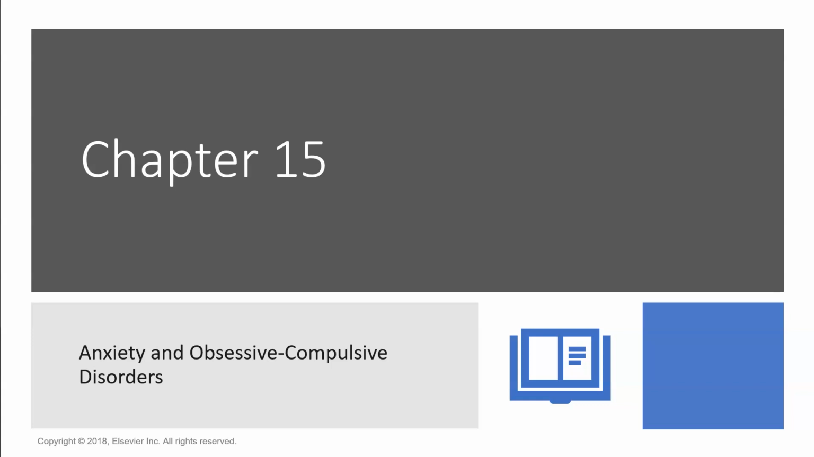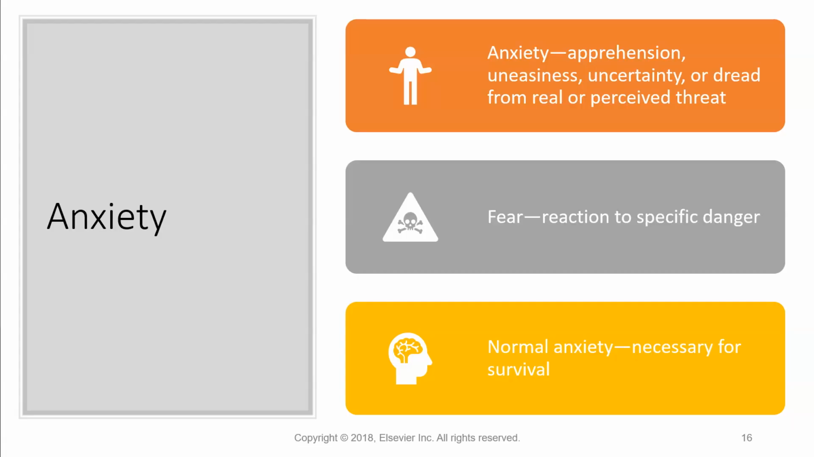So, chapter 15, we go into our anxiety and our obsessive compulsive disorders. So, what is anxiety? It's an apprehension, right? That uneasiness. Something bad is going to happen. I just know it, right? Anxiety is normal. We all need it to survive. It happens. It never, ever goes away, right? You will experience this your entire life. And all of us have experienced it.